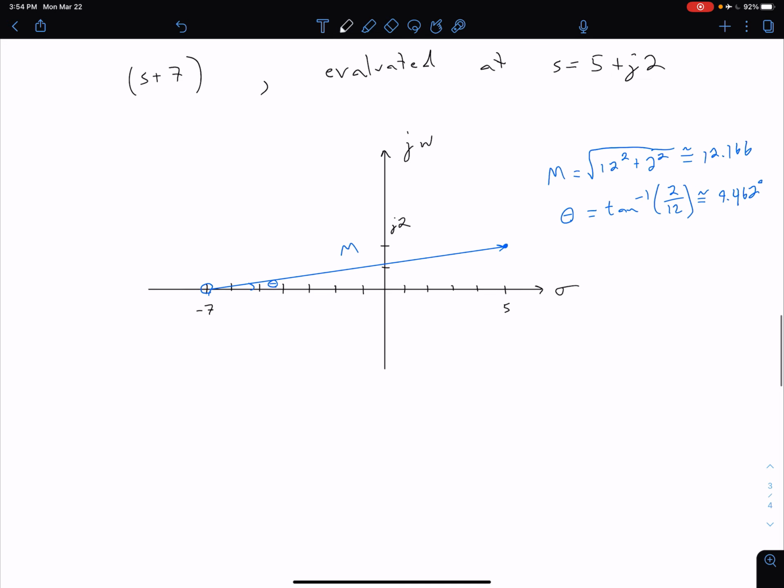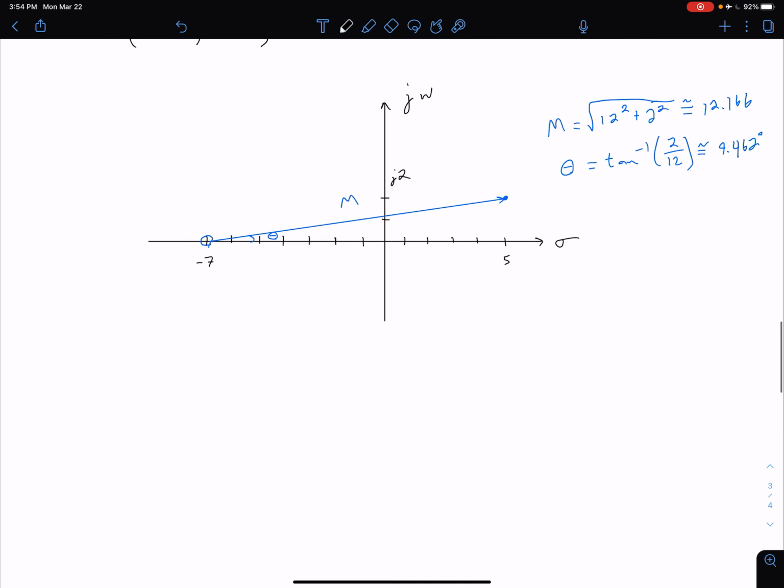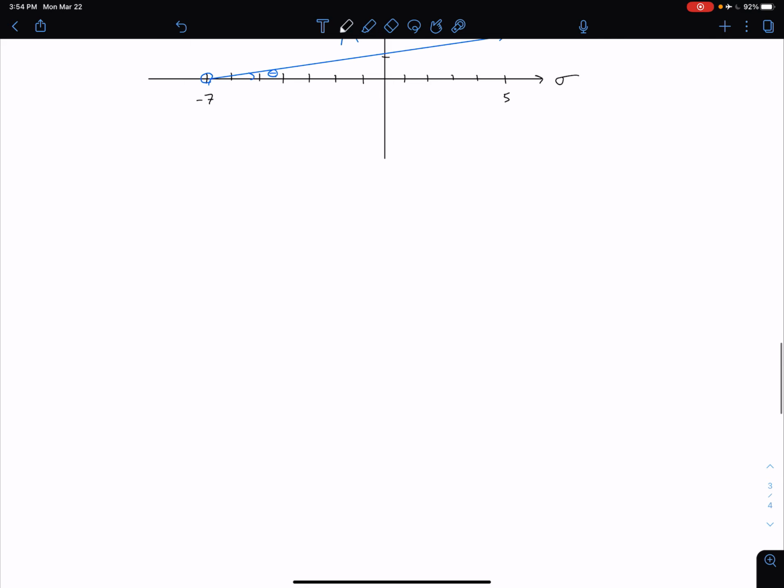So that's if we have just one function. What if we have a function with multiple poles and zeros? How do we handle multiple poles and zeros?